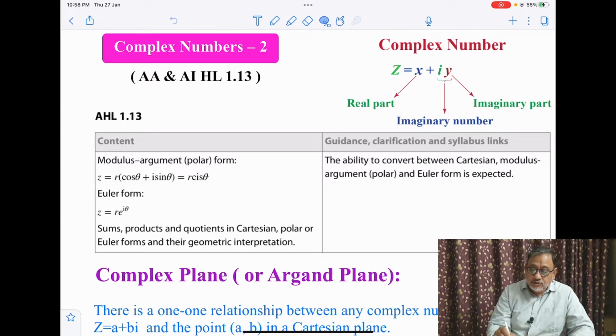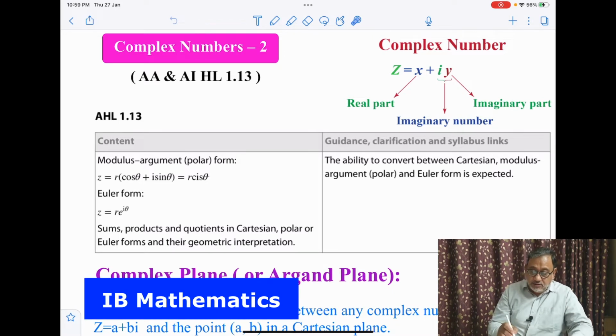As I have promised, I am going to complete this chapter in 4 parts. So this is the second part, part 2 of complex numbers, which is covered in AA and AIHL 1.13. In this session, I am going to teach you modulus and argument of complex number. Only this part we are going to cover. Okay then, let us start.